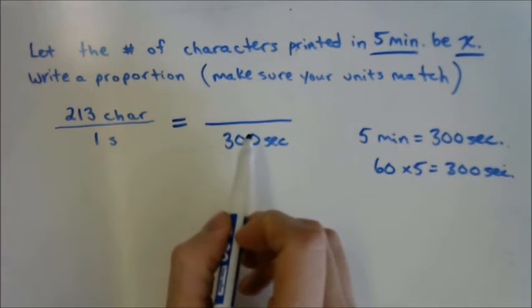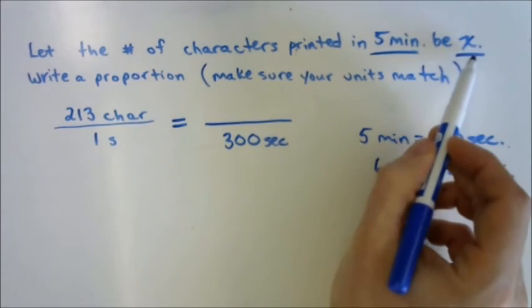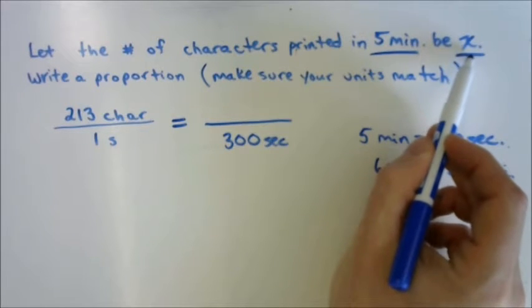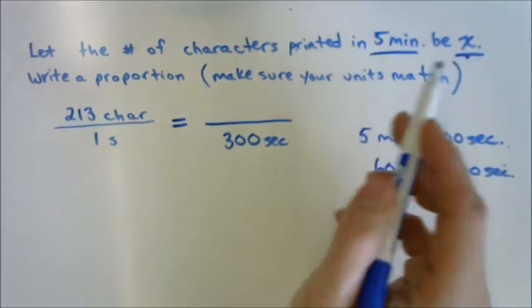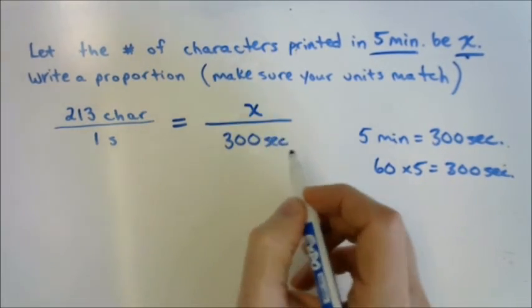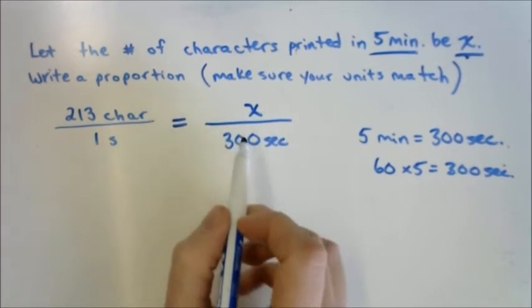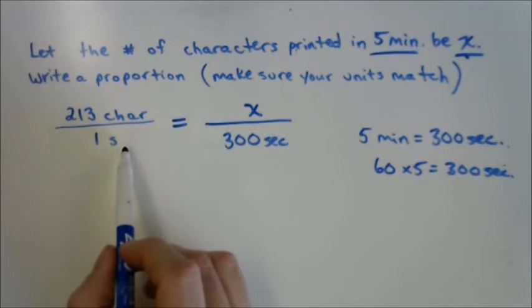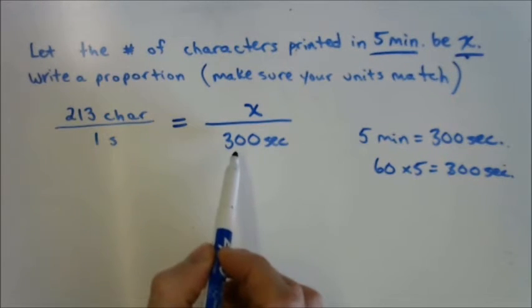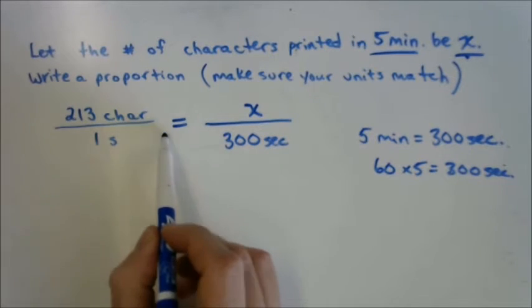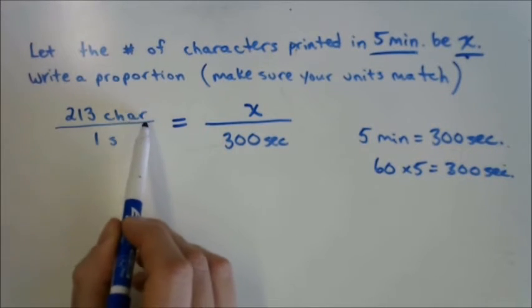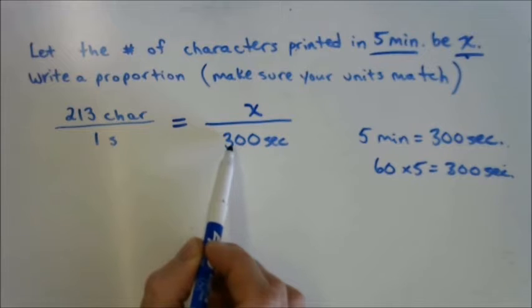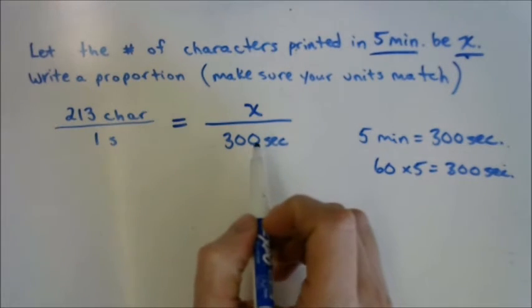And how many characters does it print in 5 minutes? Okay, right now it's unknown. If you're working ahead, that's great, but right now it's x. We don't know. So there were a couple ways that we could figure out a proportion. We said one way was that we could do cross multiplication. In that case, 1x would equal 213 times 300. Or we could do it kind of using algebra skills.